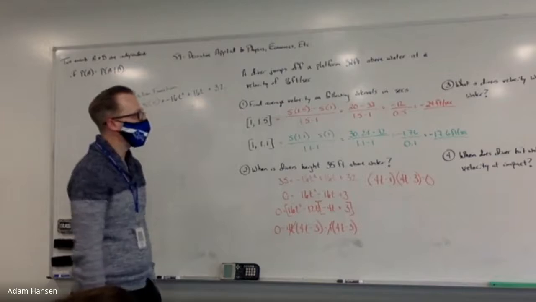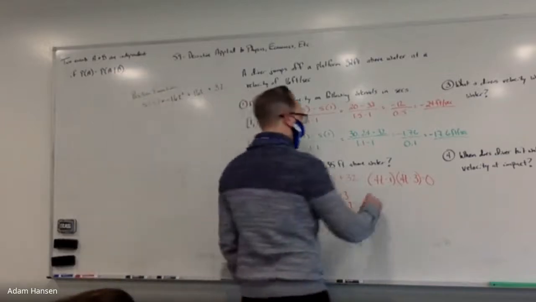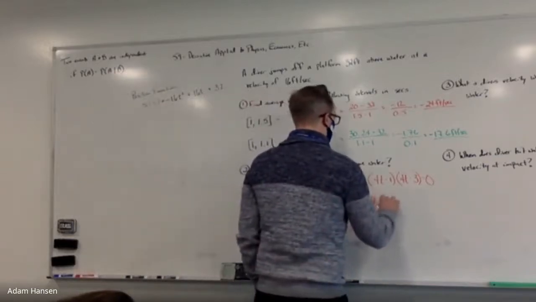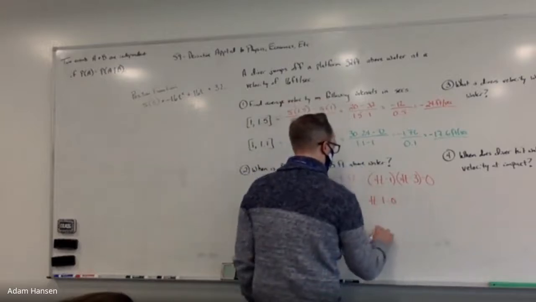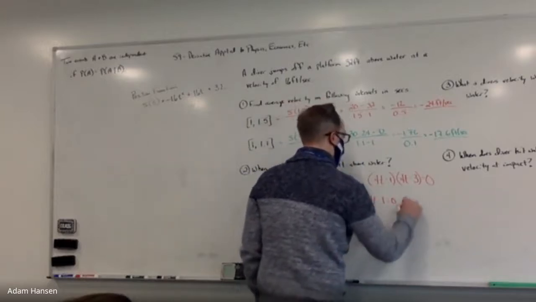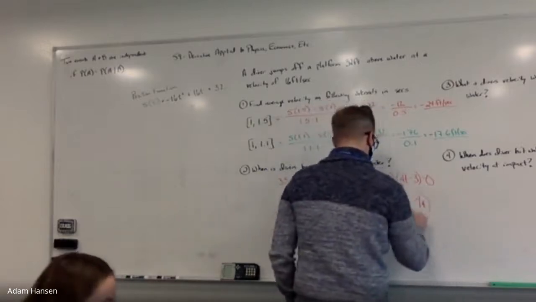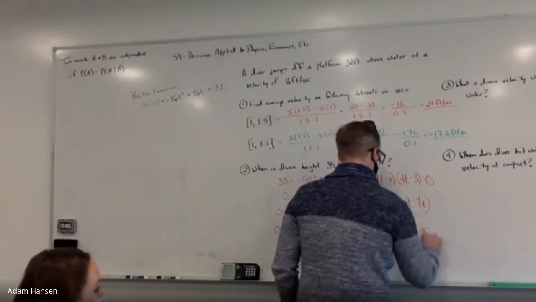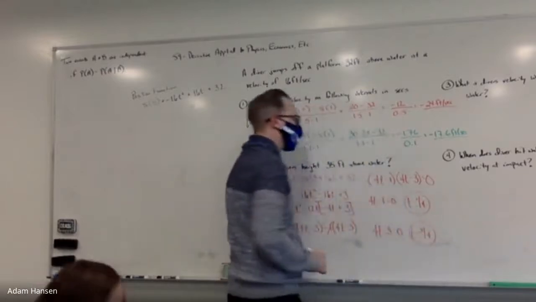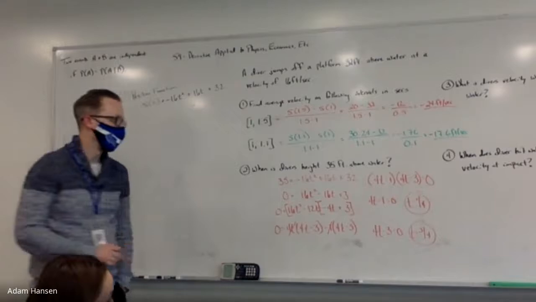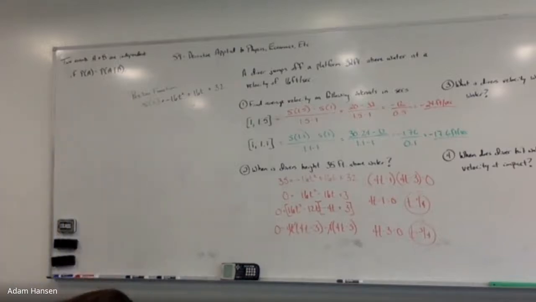If 4t minus 1 times 4t minus 3 equals 0, that means that either 4t minus 1 equals 0 or 4t minus 3 equals 0. At 1/4 second and at 3/4 second, the diver is 35 feet above the water.